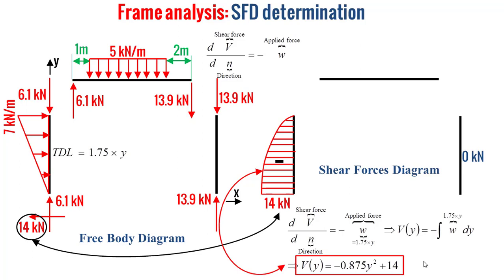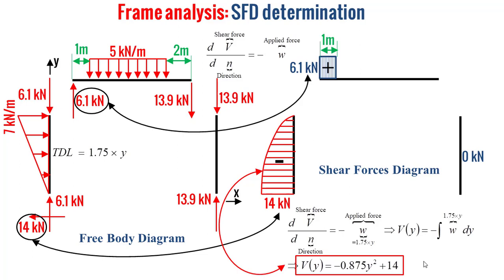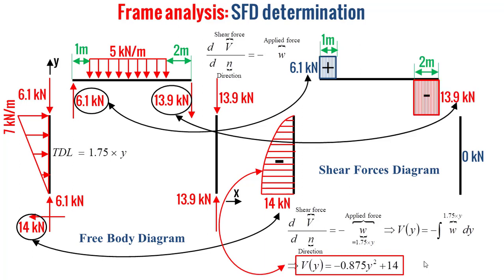Now for the beam, we have 6.1 kilonewton as shear force applied at the left-hand edge of the beam. So we have here this 6.1 kilonewton, which will remain constant along a distance of 1 meter. And at the right-hand edge of the beam, we have a shear force equal to 13.9 kilonewton, and this shear force will remain constant along a distance of 2 meters.